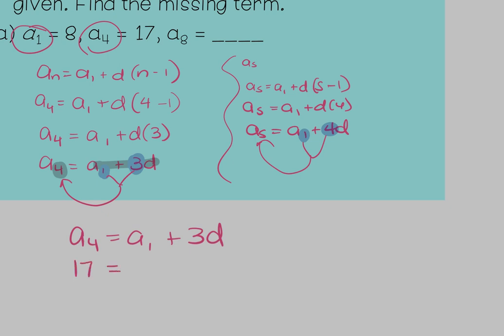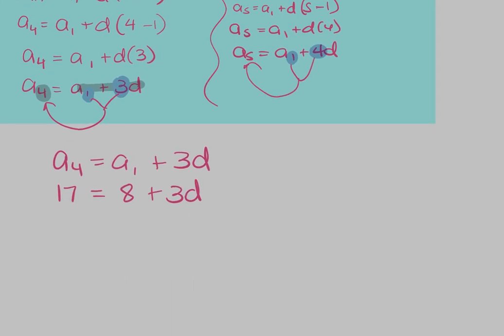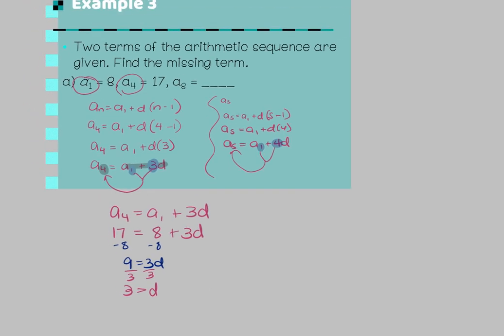A4 is 17. A1 is 8. And then I can subtract 8. I get 9 equals 3 times D. Divide by 3, and D equals 3. Now, it said find the missing term.